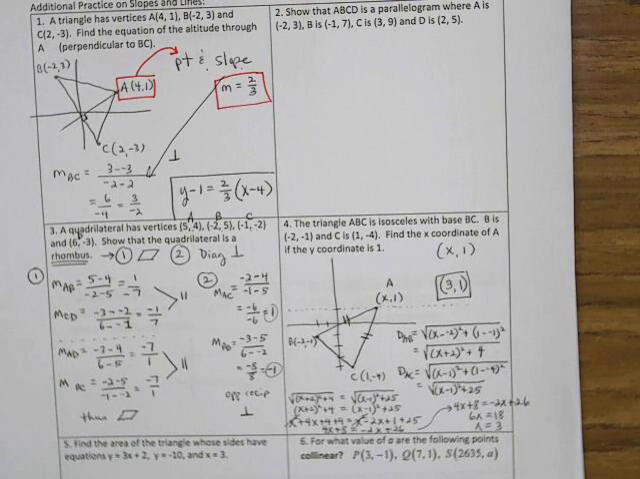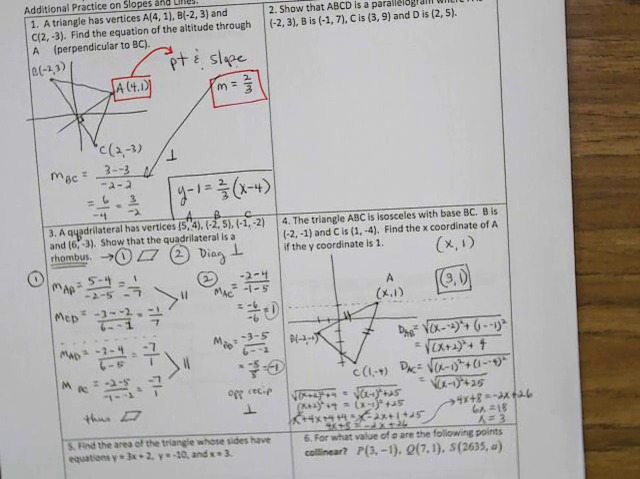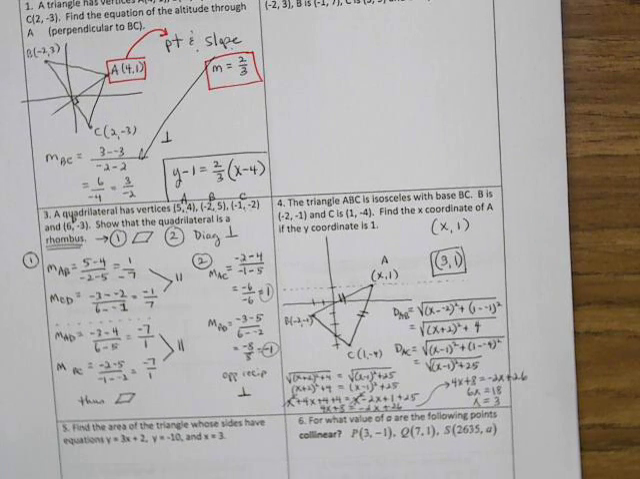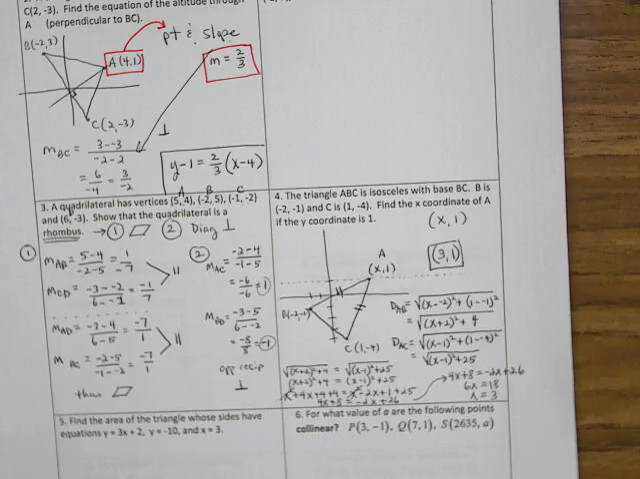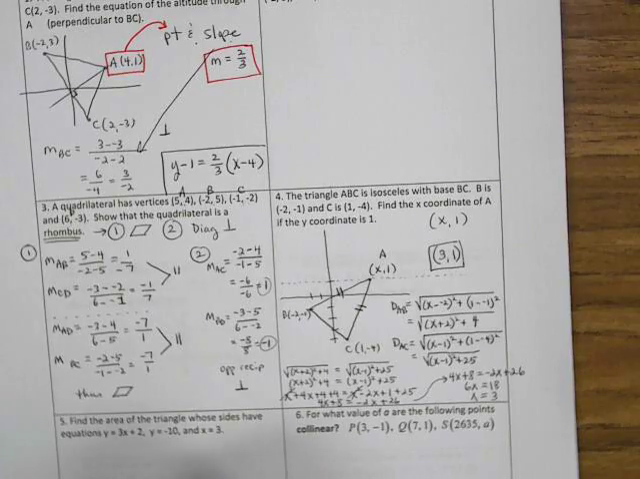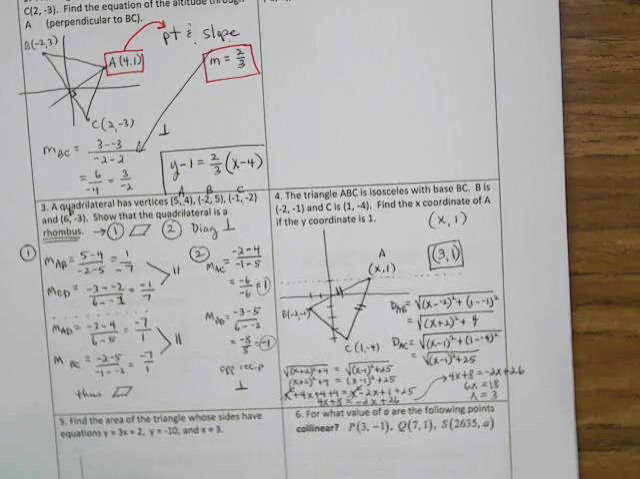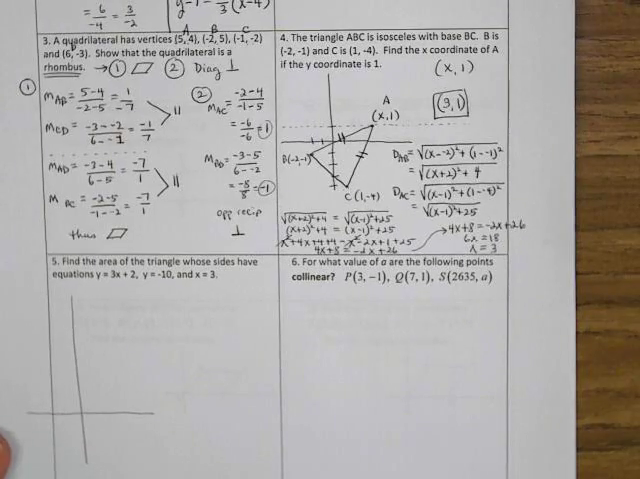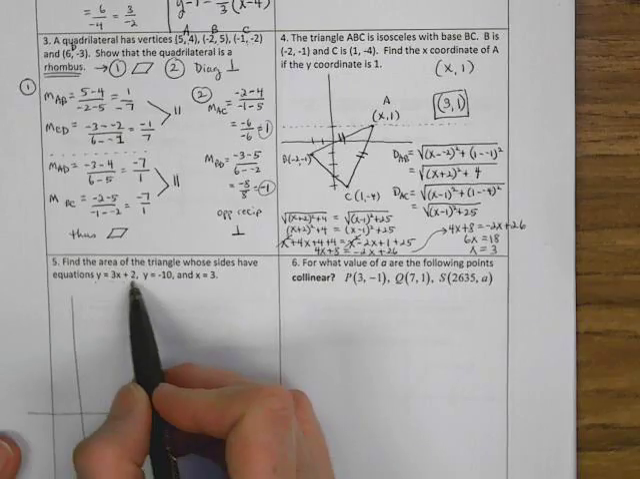Okay, let's take a look at problem number 5. This is similar to an example we did, but the lines are a little bit harder to work with. So if we do kind of a rough sketch here, find the area of the triangle whose sides have equations y equals 3x plus 2. So let's focus on this first.